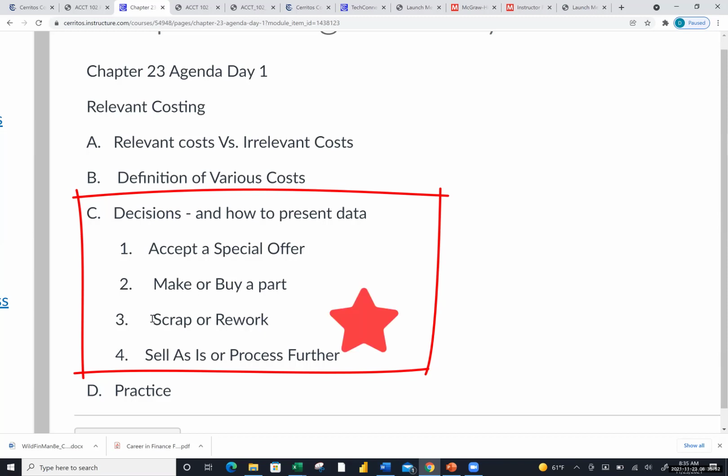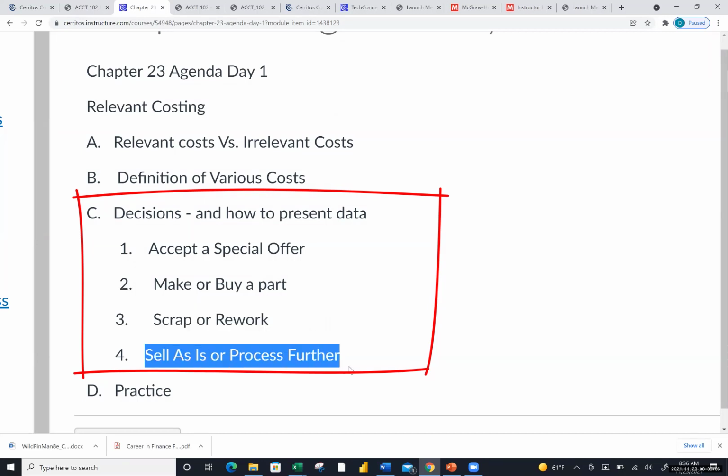We'll be looking at what happens when you have defective units. Should you scrap them and sell them as scrap, or should you invest more money into reworking them to sell them at a higher price? And then this last one is sell as is. The example I use is like honey, right? When you get honey, it's raw honey. You can either sell it as it is like that, or you can process it further. You can add in different things that make it taste better. The question is, should you sell as is, or should you invest some money into it, further process it, and get more bang for your buck, so to speak? So that's where we're headed.